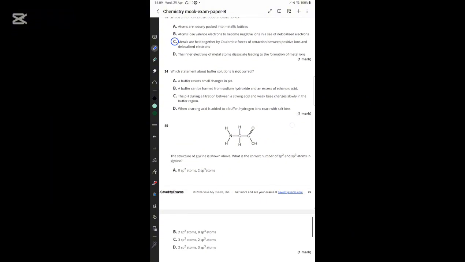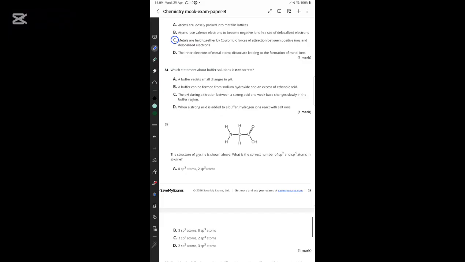Then which statement about buffer solution is not correct? First, we have the definition of a buffer solution: a buffer solution resists a small change in pH when a small amount of acid or base is added.